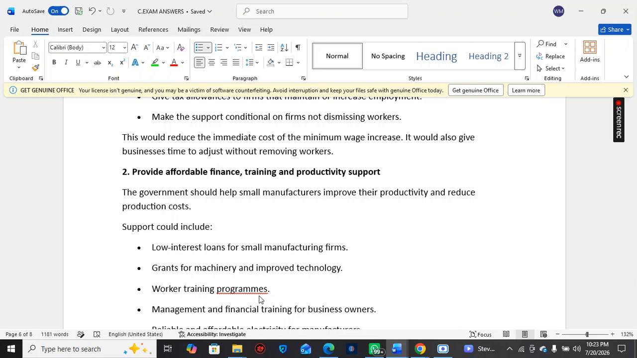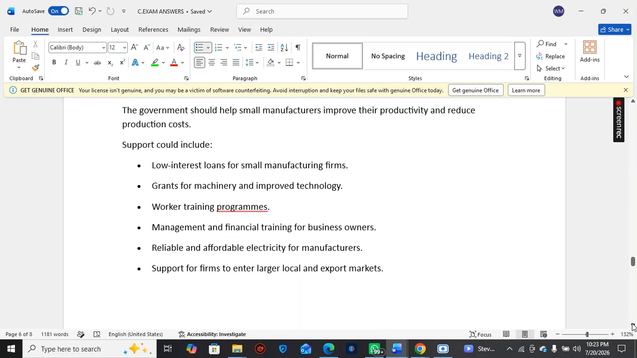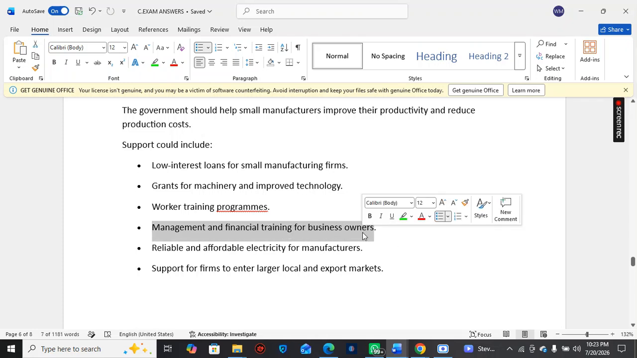So, for example, in this question here, where there were 10 workers, let's say those 10 workers never had skills, or their skills were very low. Then the company remains with 7 workers. Government helps train those 7 workers. Those 7 workers become more competent and better skilled. The small firm will benefit from that. Management and financial training for business owners. Try to help these business owners work through these new costs.